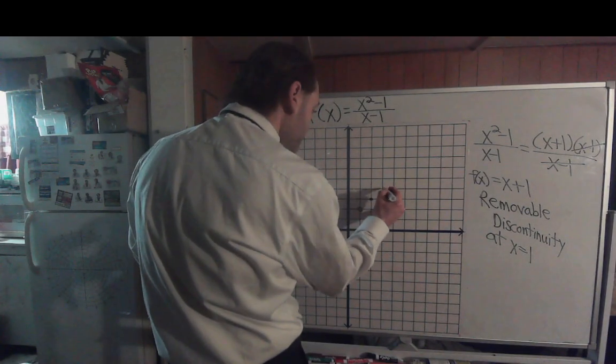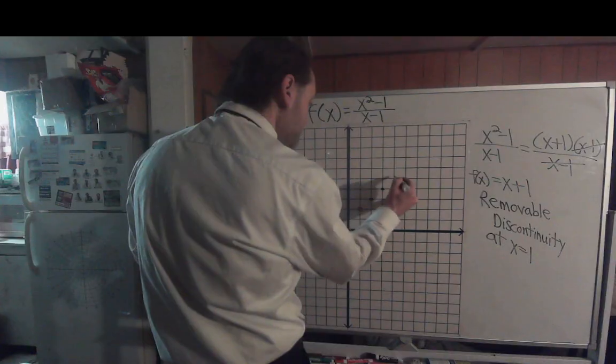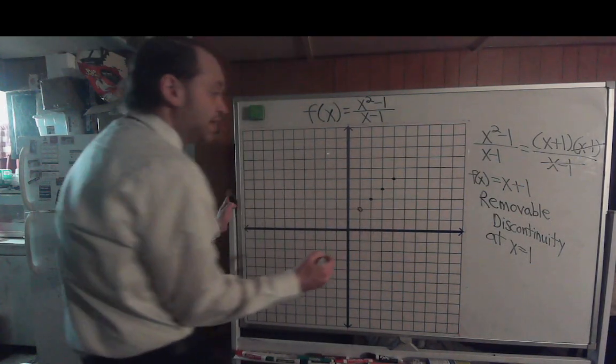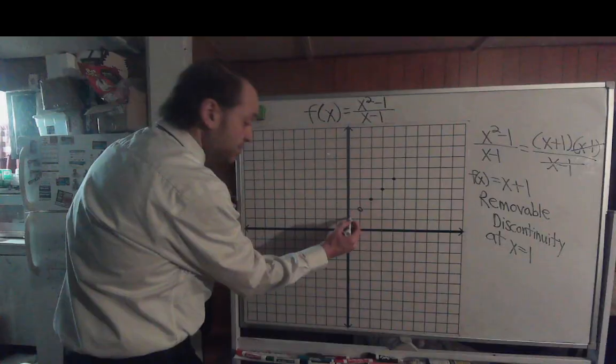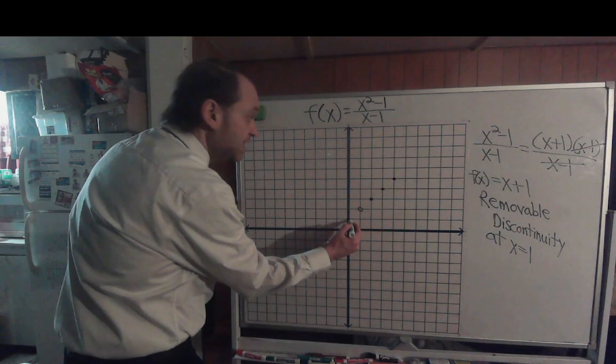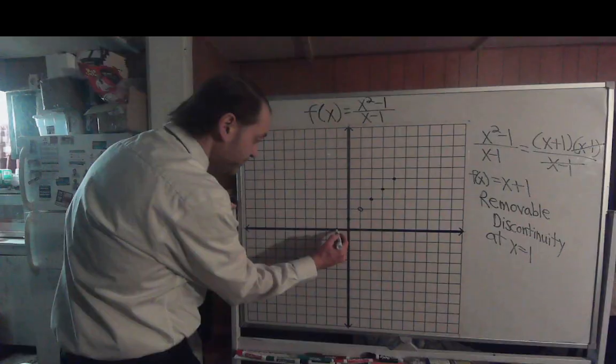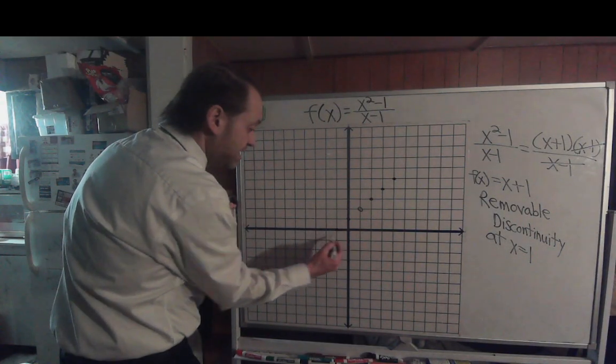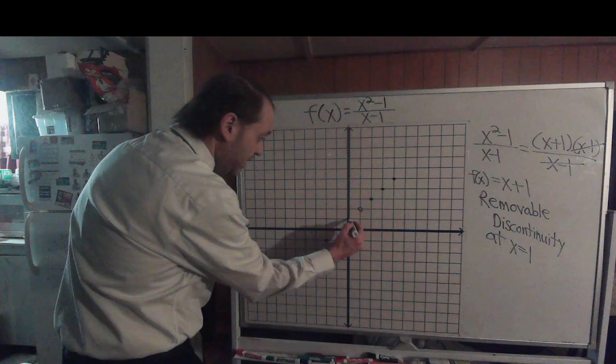X is 3, you get 4. X is 4, you get 5. X is 0, you should end up getting 1. X is negative 1, you get 0. X is negative 2, you get negative 1. You see the pattern.